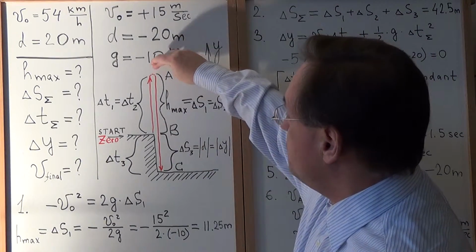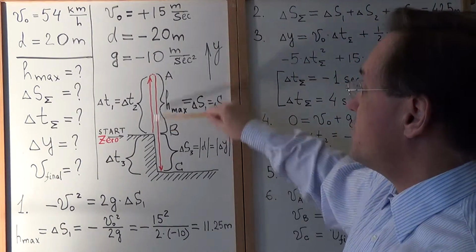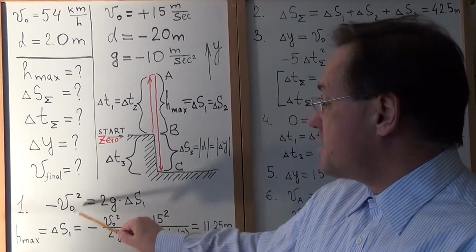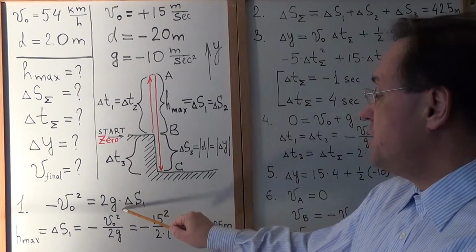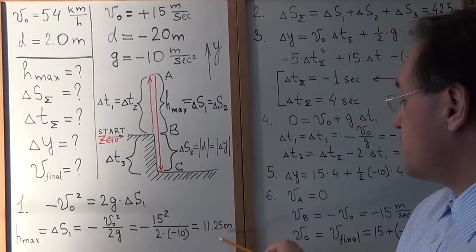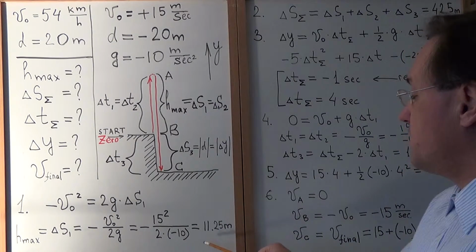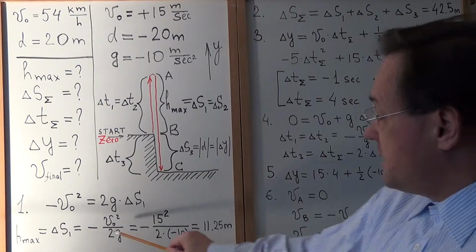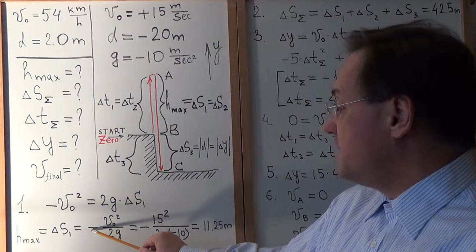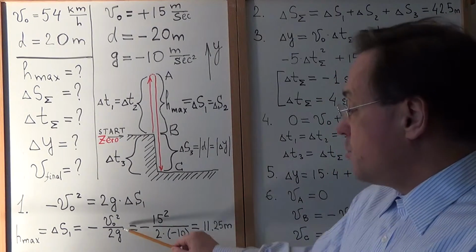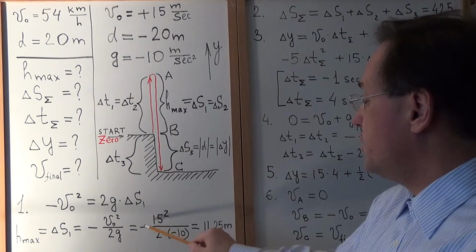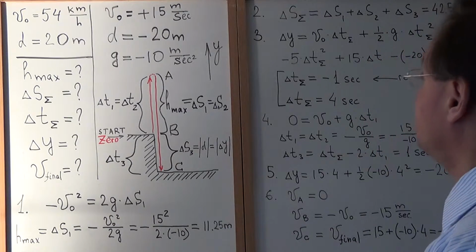Final velocity at point A is 0 because the rock stops at point A. So 0 minus square of initial velocity equals 2 times g times delta S1, that's the first distance. Plug in numbers, we get the maximum altitude, 11.25 meters. Even if this formula in letters looks a little odd, we have a negative sign in front, but it's okay because we remember that our acceleration is negative, so negative by negative will be positive.